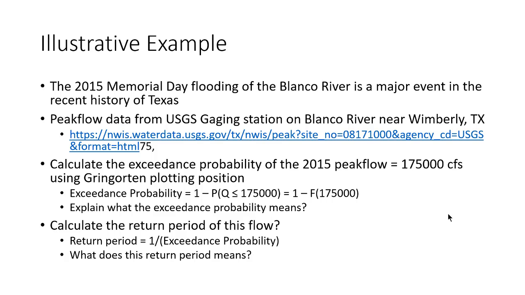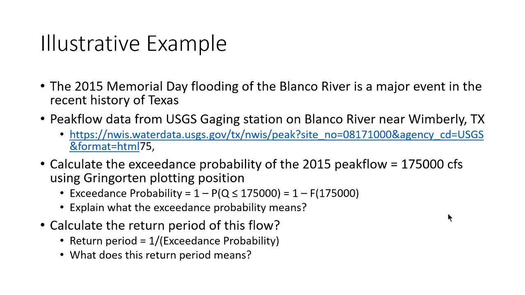So to get you an idea of what plotting positions do and what they look like, let's do a simple, illustrative example. The example is actually rooted in the real world, and it looks at data from the Blanco River, a river that flows in central Texas. Blanco is a very famous river. A lot of people kayak there or float in that river, and there's a lot of camping that goes on around that area, in the Blanco River watershed.